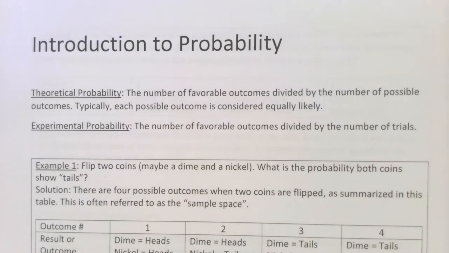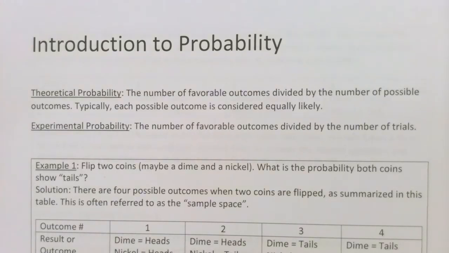So an example would be you're going to flip a coin once. How many different ways can that come out? Well, it's either heads or it's tails. So there's two possible outcomes. You assume that they're equally likely, and then you say, hey, I really want to see tails. And so there's one favorable outcome and there's two possible outcomes. So you divide one by two to get one half or 0.5.